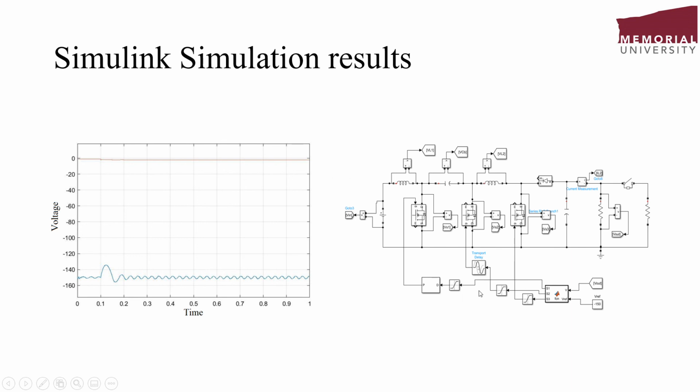So here we have the simulation result of the Simulink model. Here we have the Simulink model of the converter, and at 0.1 second the output power increased significantly, and because of that we can see a transient difference in the output voltage, and then it is stable again. That means the controller works well.